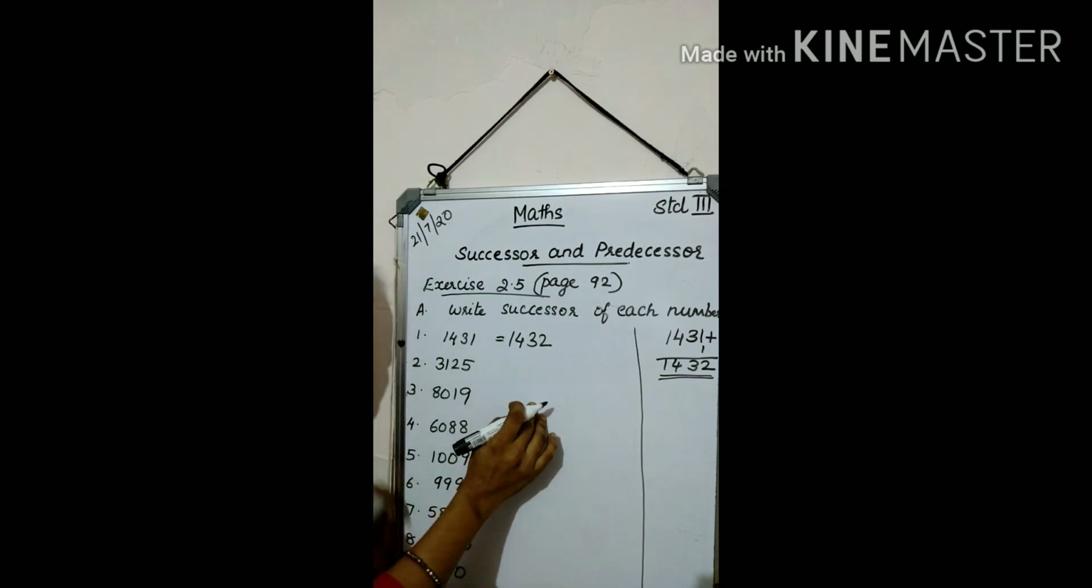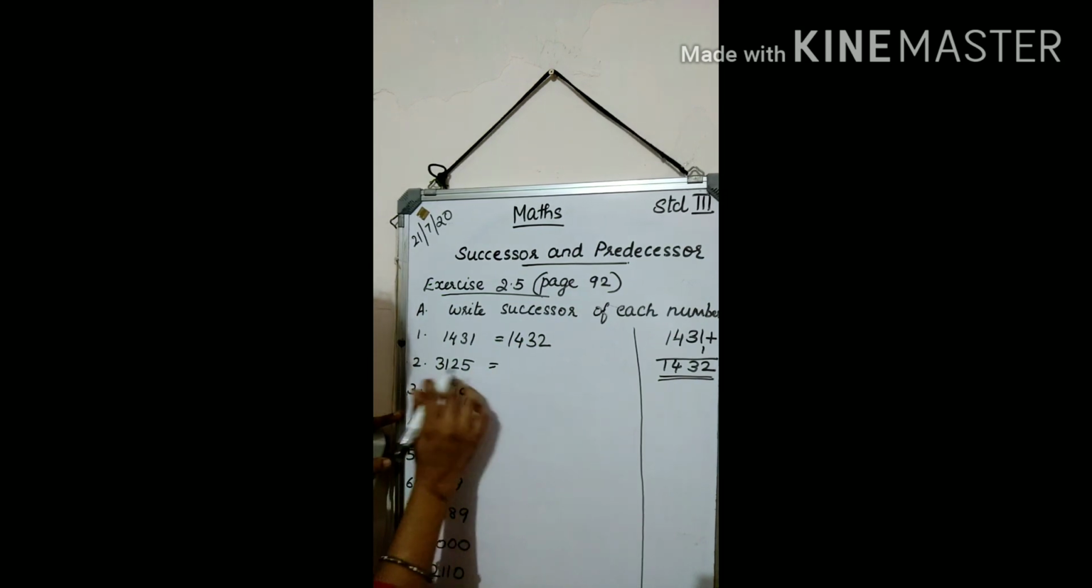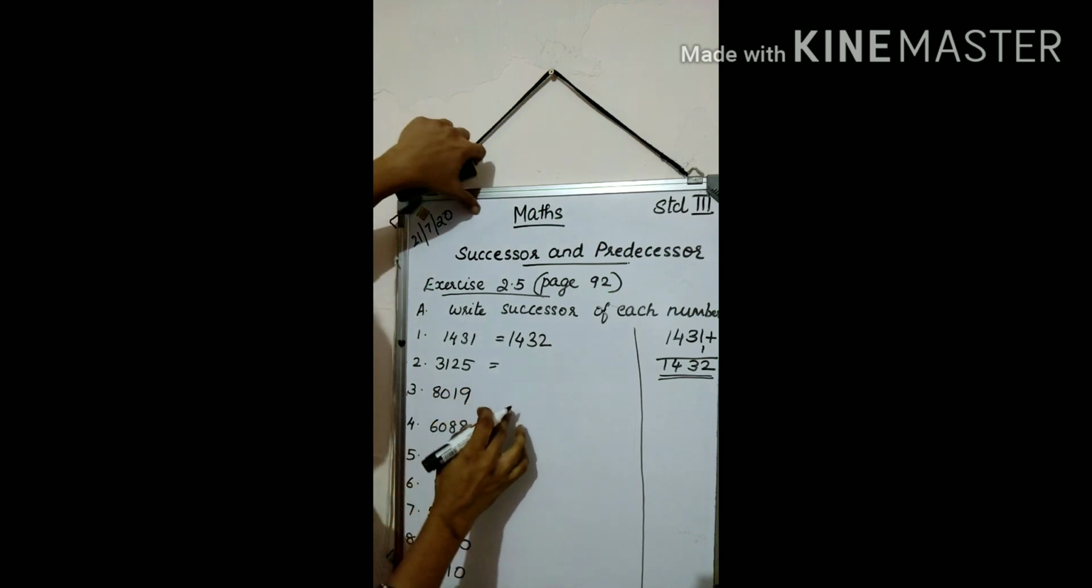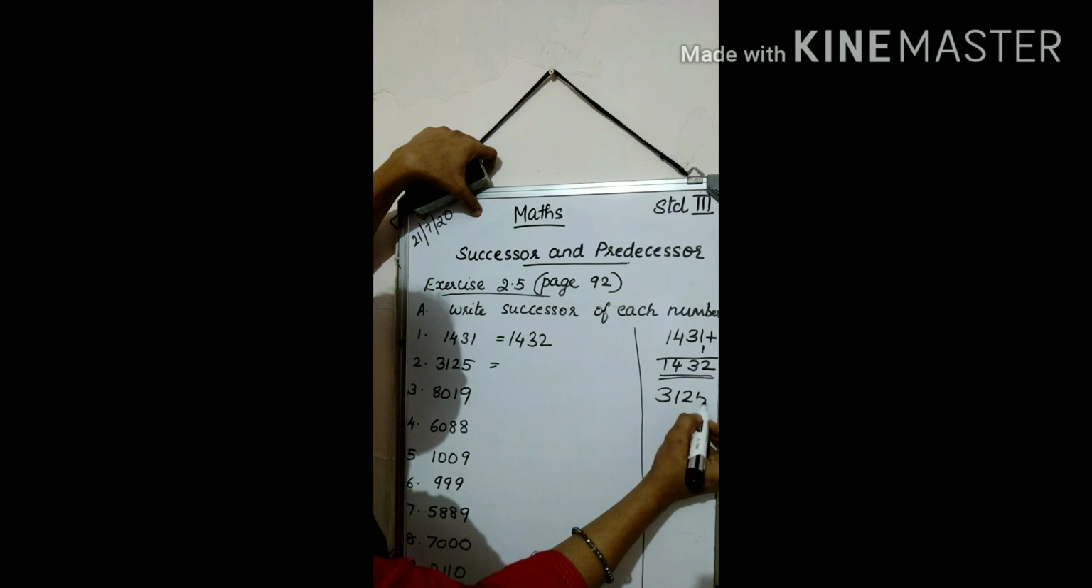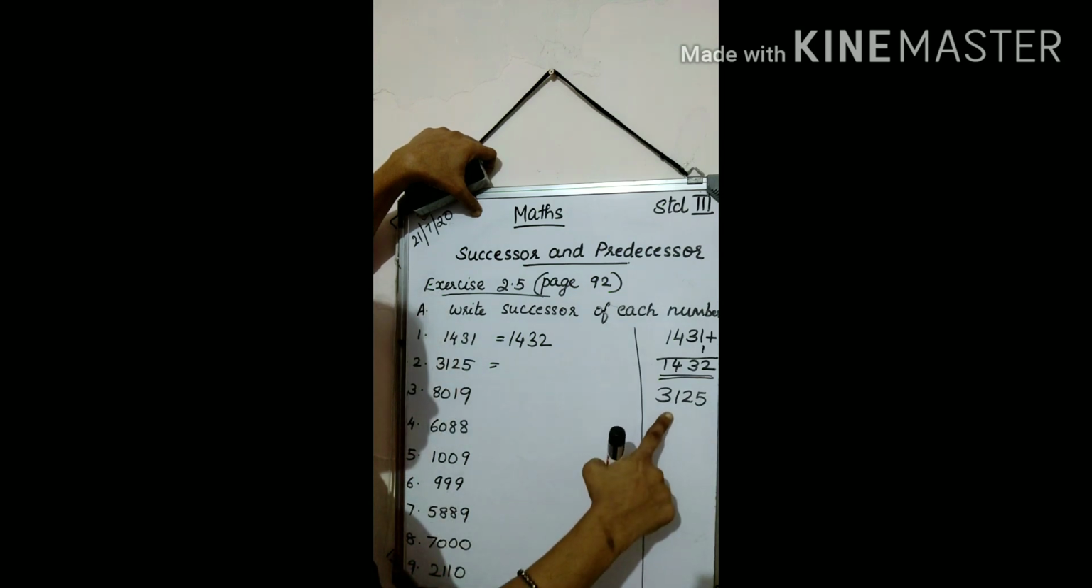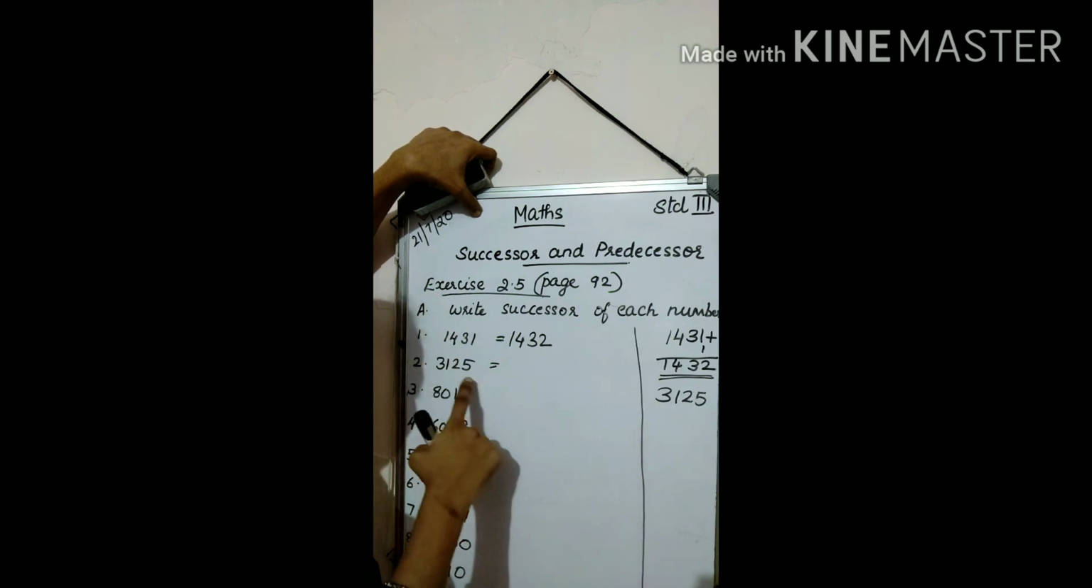Write down the answer very fast. Find out the answer. Then next one, 3125. Write down this in your working column.